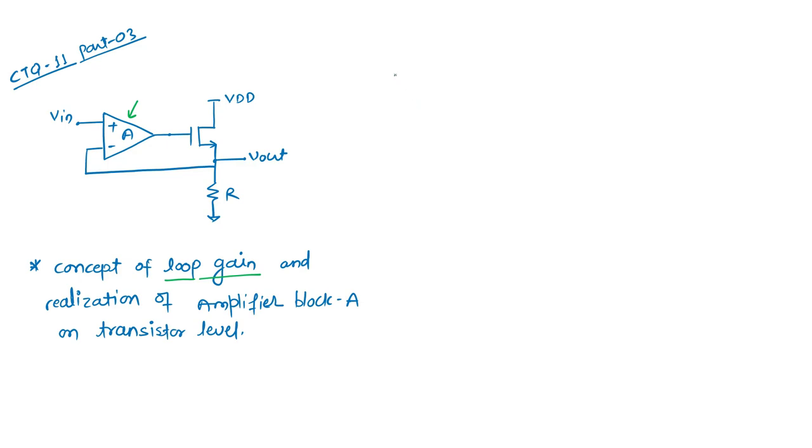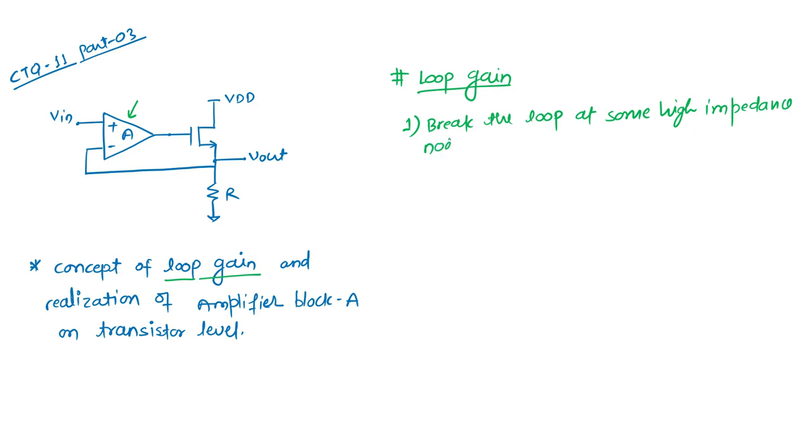So let's first calculate the loop gain. And what is the significance of loop gain, we will discuss shortly. Okay, so how to calculate the loop gain? For that, the step is that first break the loop at some high impedance node. The concept of breaking at a high impedance node I'm not telling here, but I will tell in some other video.